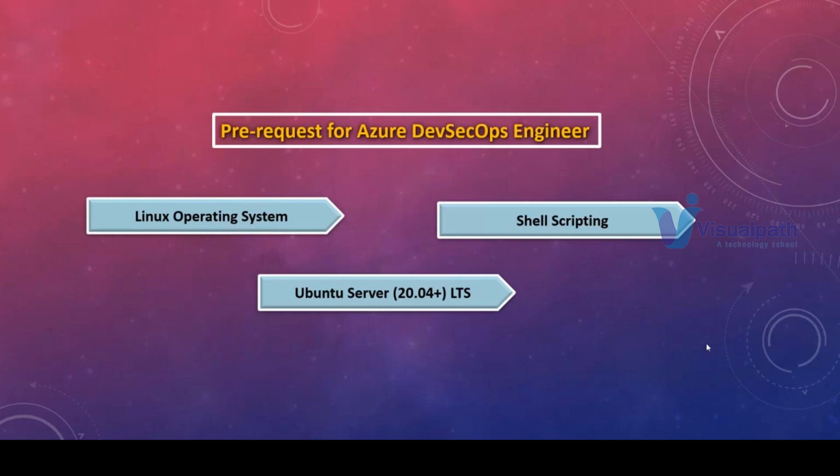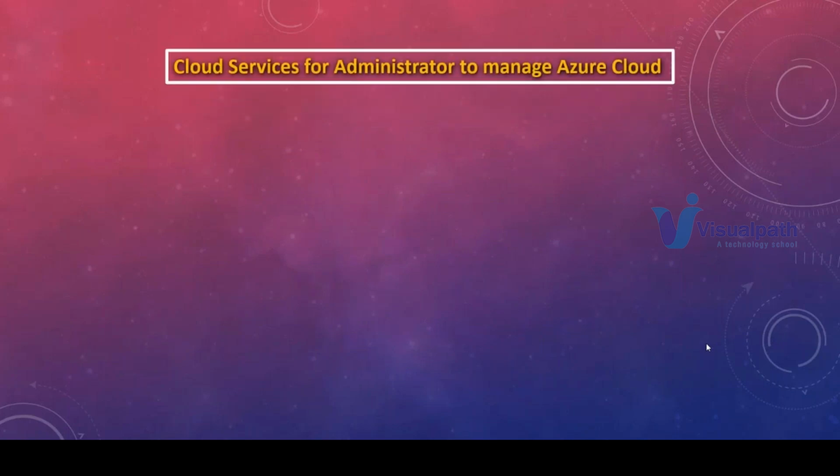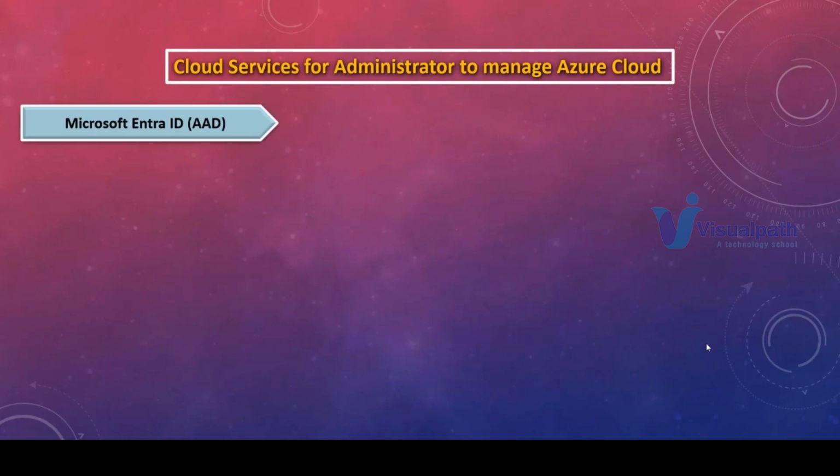After we have done with this, now we have to concentrate on the Azure administrative part. So what are the services we have to learn? Let me list them down one by one. We need to learn about Microsoft Entra ID. Earlier it was called Azure Active Directory. Recently Microsoft has renamed it. It is called Microsoft Entra ID Enterprise.